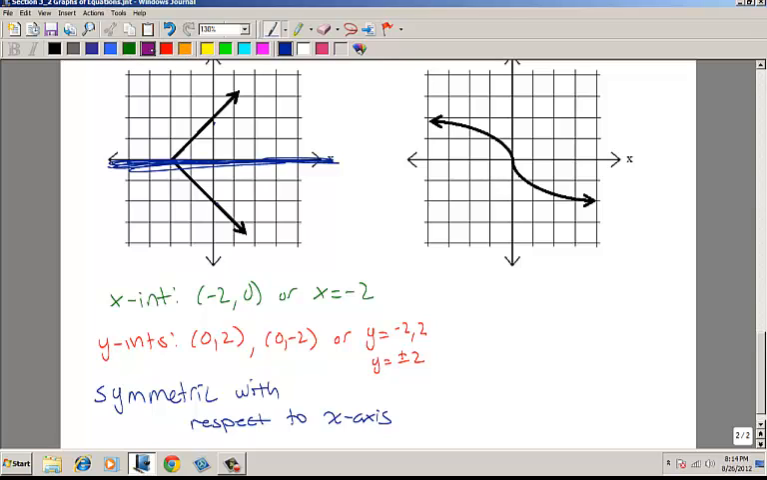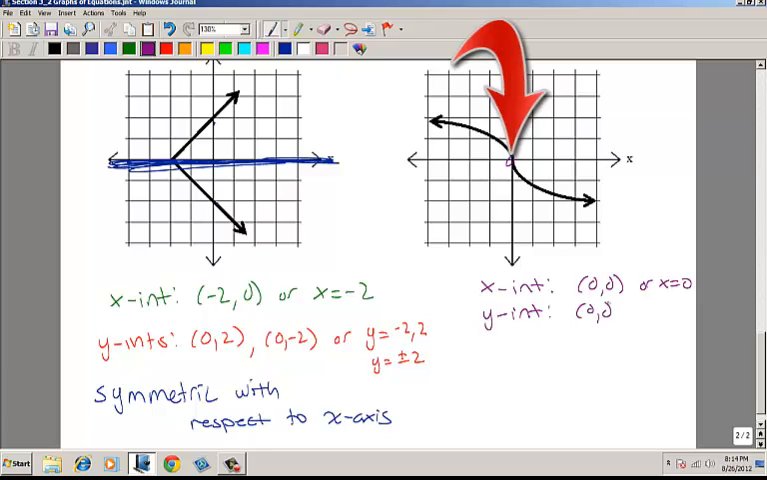Our last one asks us again to find the x-intercept, the y-intercept, and then to also determine symmetry, if any, for the graph. Well, this is where I cross my x-axis. So my x-intercept here is at 0, 0, or again, we can say x equals 0. For my y-intercept, I cross the y-axis at the same spot. So my y-intercept is 0, 0, or I can say y equals 0.